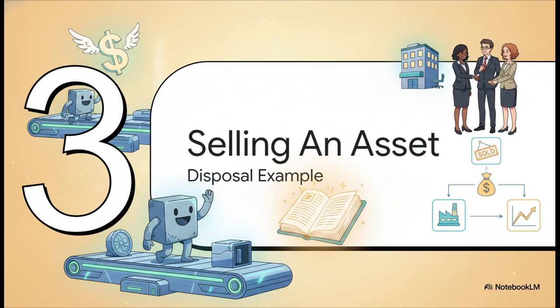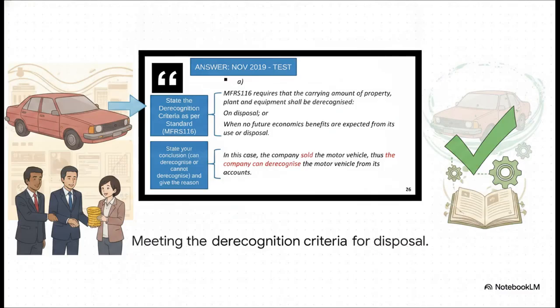Now for Section 3. Example, selling an asset. Let's put this into practice and see how it shows up in a real exam situation. Back in a November 2019 test, there was a scenario where a company called TBBH decides to sell an old motor vehicle to Gary Ltd. for 58,000 ringgit. The very first thing the examiner wants to test is your theory. Does it meet the criteria? Absolutely. Because TBBH sold the motor vehicle to a third party, the MFRS 116 criteria are perfectly met and the company can officially derecognize the motor vehicle from its accounts.